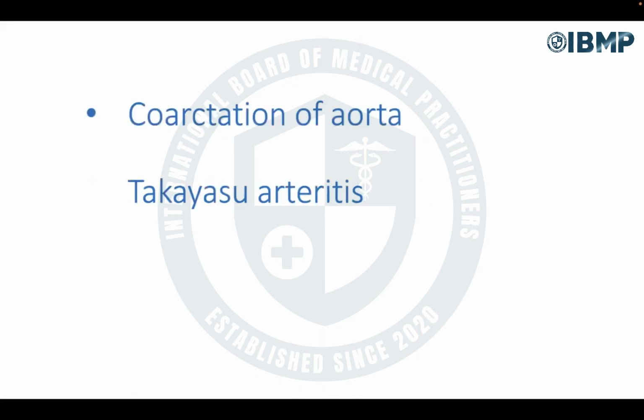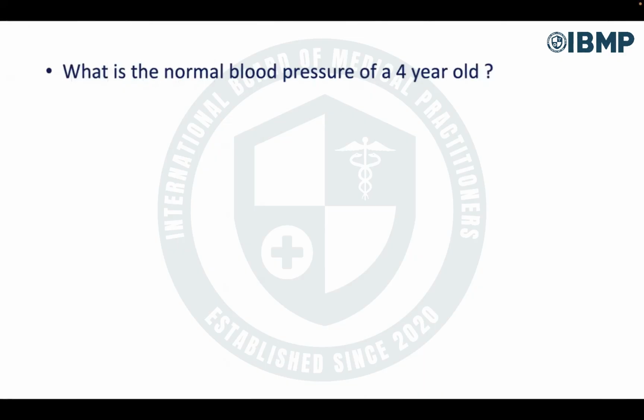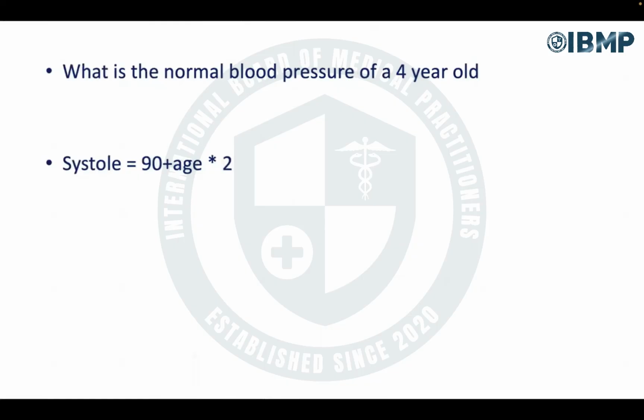Number one. Number two, very importantly, one thing you should know for starting off with congenital heart disease: a simple basic question if they ask in exam, what is the normal blood pressure of a 4-year-old child? Remember, we have a formula for systolic. To calculate the estimated systolic blood pressure, the formula is 90 plus age into 2. For calculating the diastolic, the formula is 55 plus age into 2. So 90 plus age into 2 for systole and 55 plus age into 2 for diastole is the formula to calculate the blood pressure in a 4-year-old child.